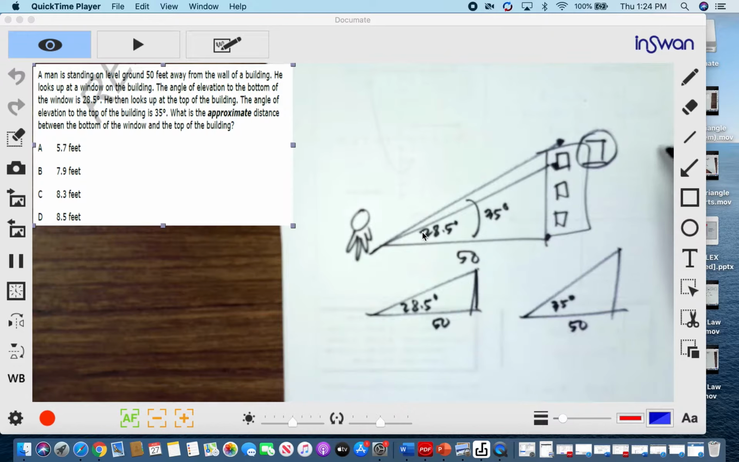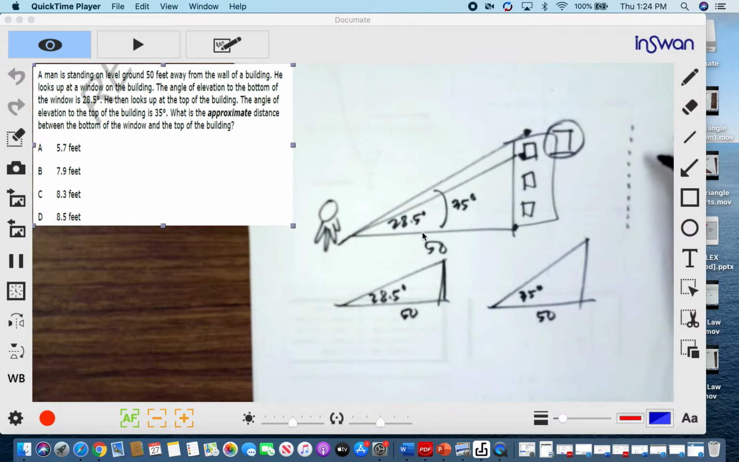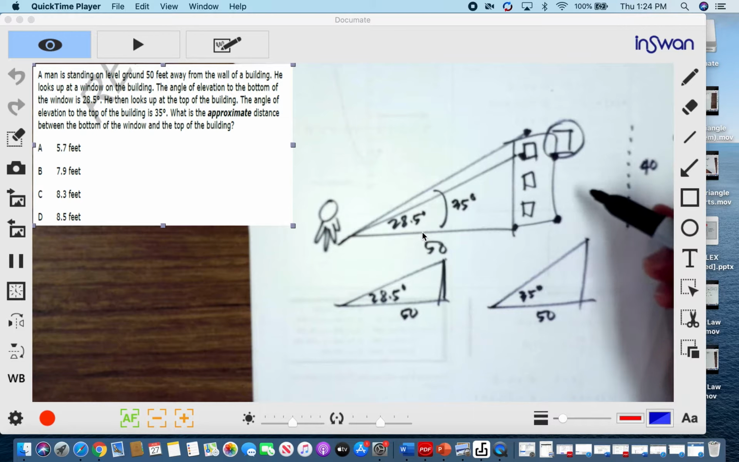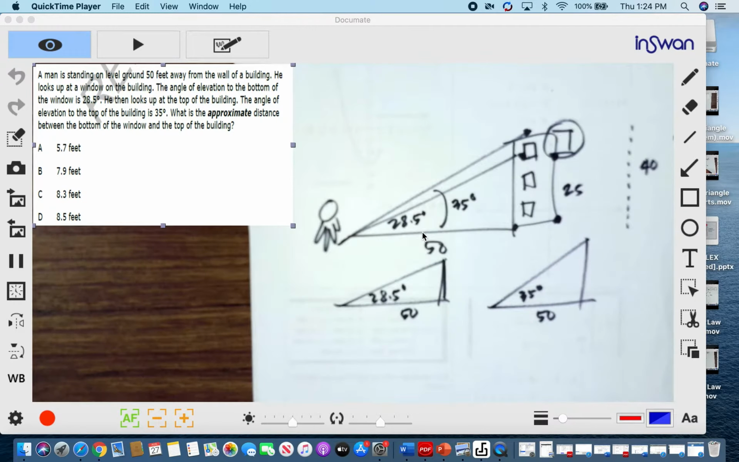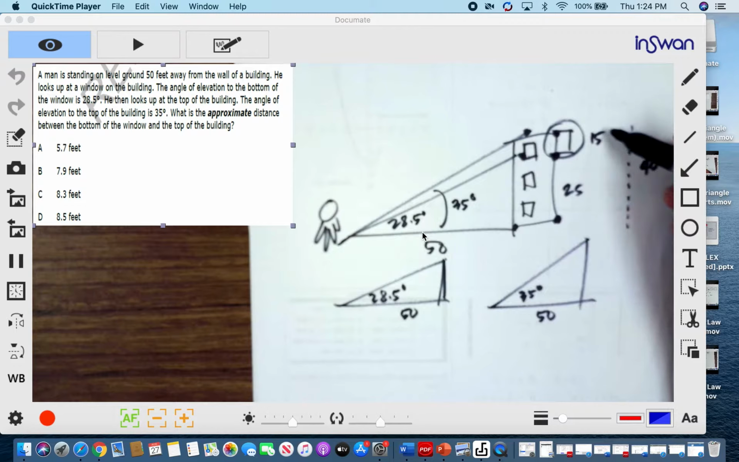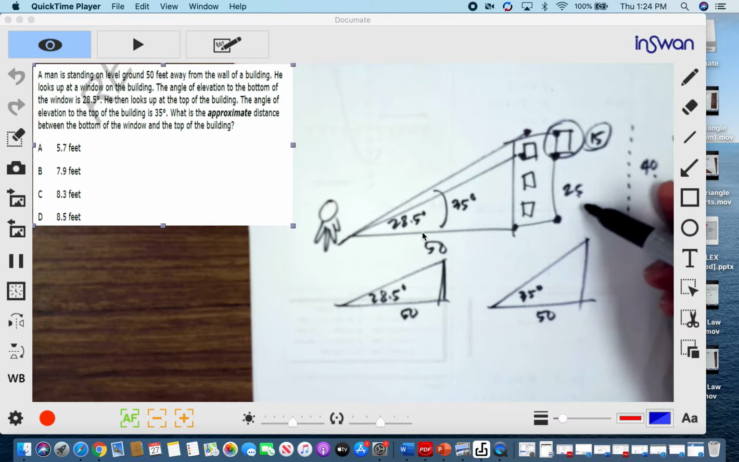Now, let's say, for example, I'm going to give a particular height of the building. Let's say the building is around 40 feet. And the distance between the bottom of the window and the ground is around 25. So naturally, from the bottom of the window to the top of the building is around 15, because 15 plus 25 is 40. But of course, theoretically speaking, to find this measure is to subtract 40 and 25.